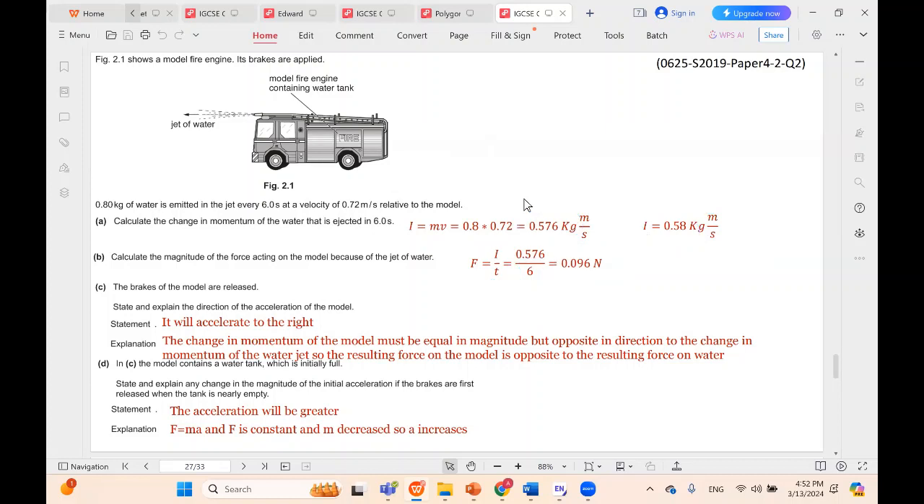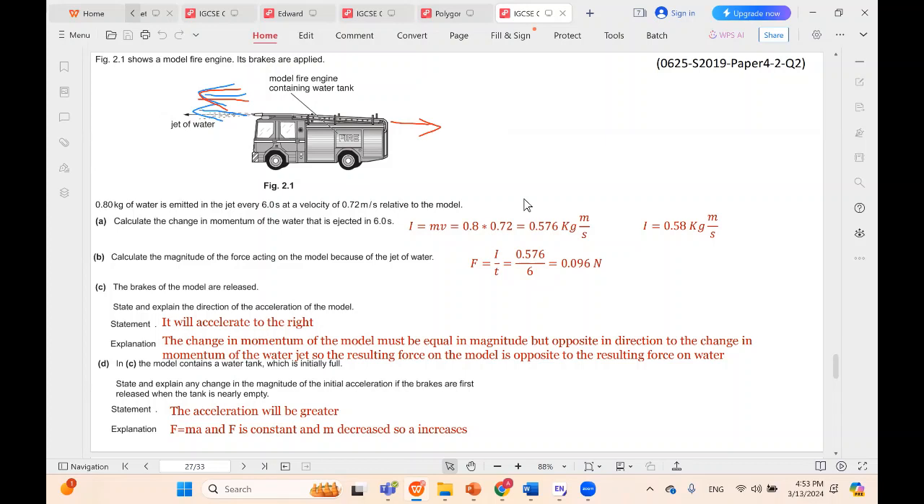We are told the brakes of the model are released. State and explain the direction of the acceleration of the model. So if the brakes are released and the model is ejecting water very strongly in this direction, where would the car move? It's called recoil, similar to when you fire a gunshot and the rifle or gun moves backwards. This is called recoil speed. So since the water is moving in this direction, the car itself is going to accelerate in this direction. It might move, it might not, but either way, the acceleration is going to be to the right.